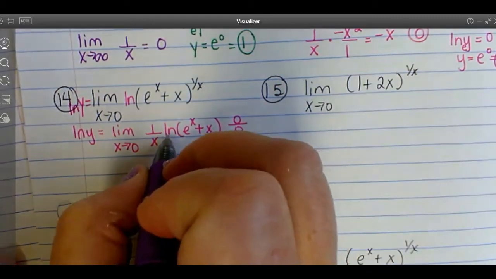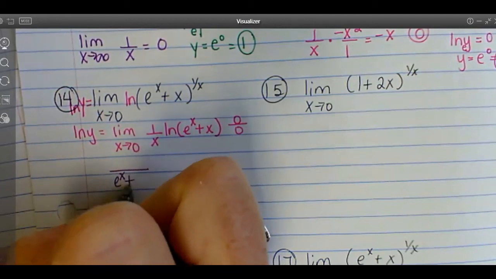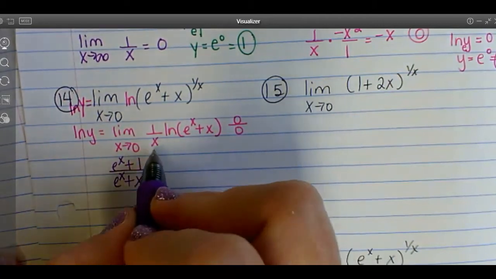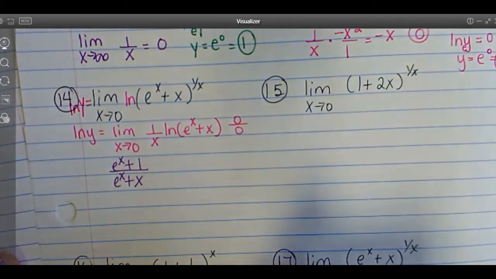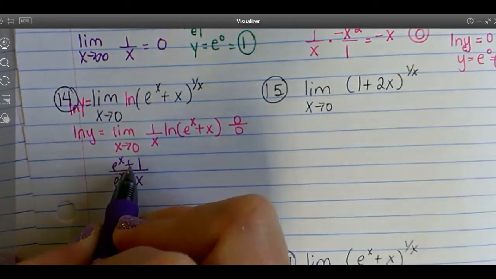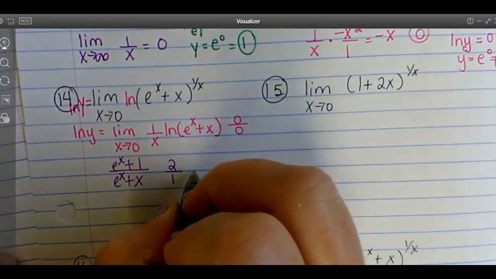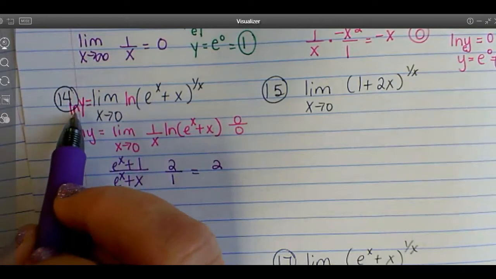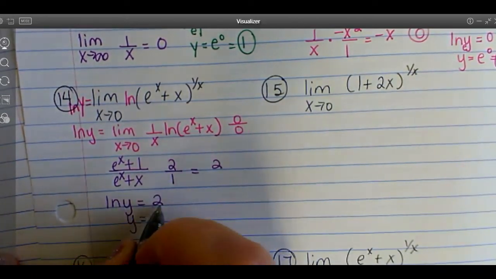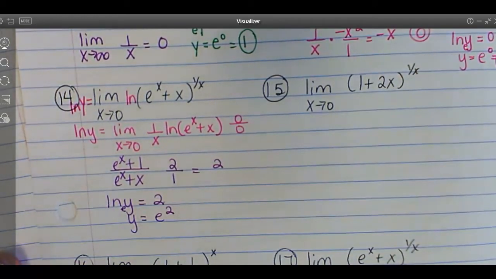The derivative of natural log of that would be 1 over e to the x plus x times the derivative of that, which is e to the x plus 1, over 1. Think about plugging in 0 here. So that would be e to the 0, which is 1. 1 plus 1 is 2. e to the 0 is 1 plus 0, so 1. So we get 2. That is not the answer there because we still have that natural log of y to deal with. And so y is e squared. Remember e, and you just rewrite it in exponential form.